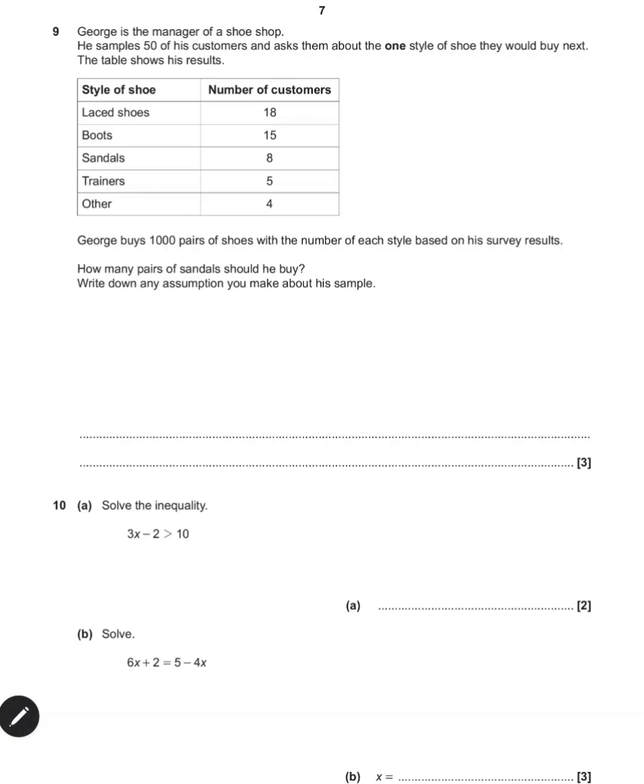Question 9. We've got a manager of a shop sampling 50 customers, and he's asking them about one style of shoe that they would buy. So these are the styles of shoe, and this is how many people said they would buy that style of shoe. George is going to buy 1,000 pairs, and he wants to know how many pairs of sandals he should buy. So we'll look at the table, we'll find sandals, and we can see that 8 people said they would buy sandals. So 8 out of 50 said they would buy sandals.